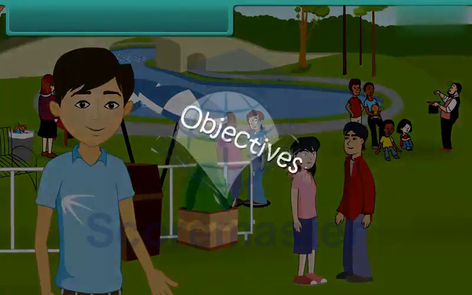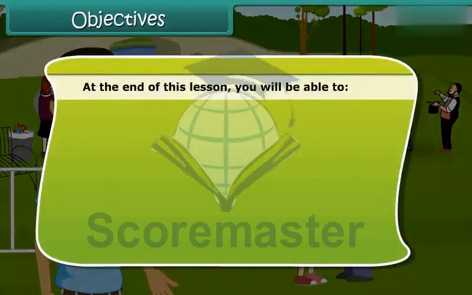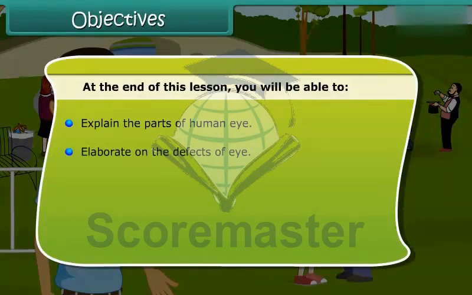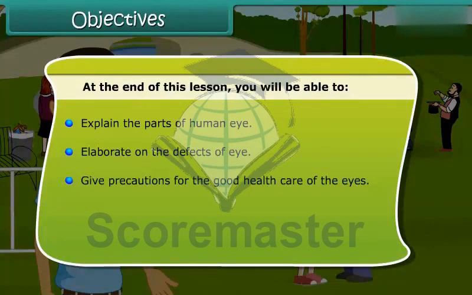Objectives. At the end of this lesson, you'll be able to explain the parts of the human eye, elaborate on the defects of the eye, give precautions for the good health care of the eyes, and comment on the Braille System.